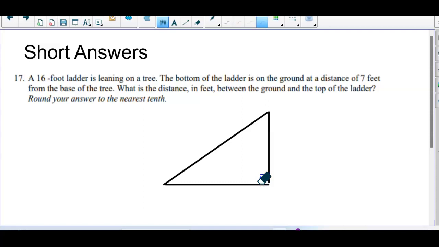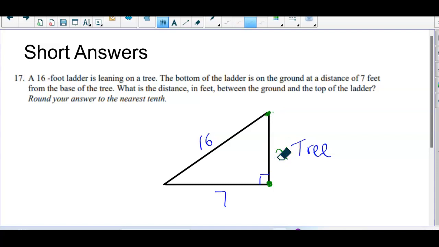And it says there's a 16-foot ladder leaning against a tree. So this will be the tree. The bottom of the ladder is on the ground, so that it is a distance of 7 feet from the base of the tree, right? This is definitely not drawn to scale. What is the distance in feet between the ground and the top of the ladder? So I'm going to put a variable right here. We're looking for the distance in feet from the ground to the top of the ladder. So we're looking for that, right?